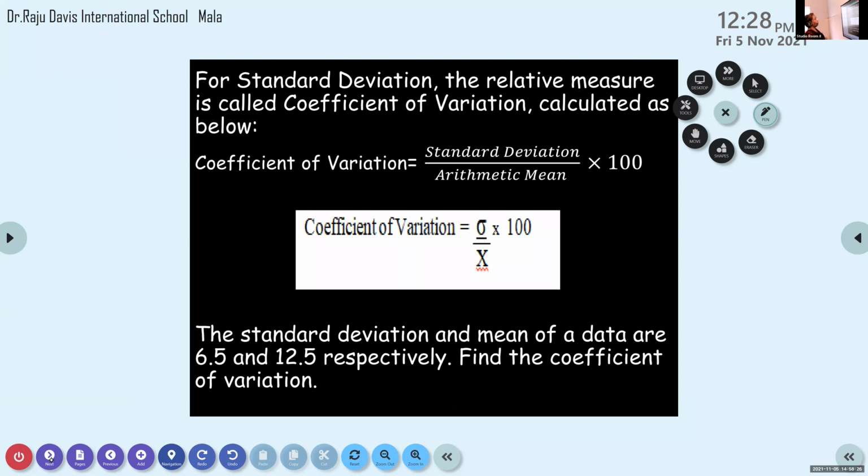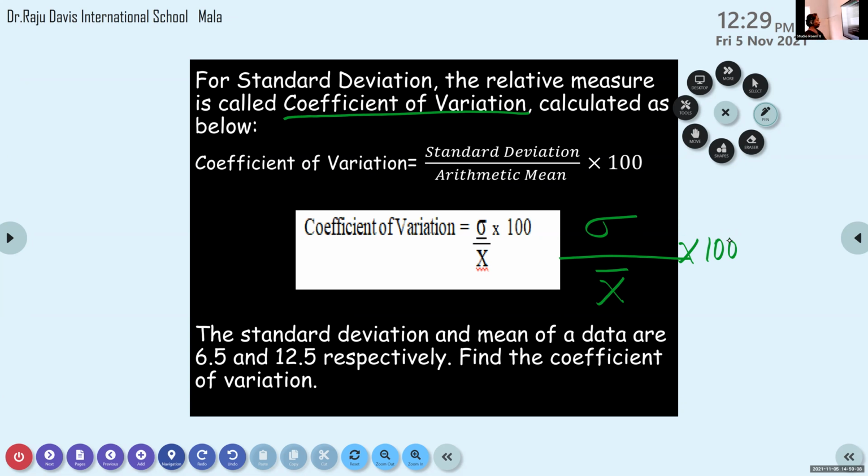Now, next is for standard deviation, we are finding a relative measure. We are relating things with each other. How do we find that relative measure? We call it the coefficient of variation. And how can we find the coefficient of variation? That is standard deviation by arithmetic mean. The standard deviation symbol is represented as sigma, divided by x bar. You know what x bar is? That is the arithmetic mean, into 100. This is the formula to find the coefficient of variation.